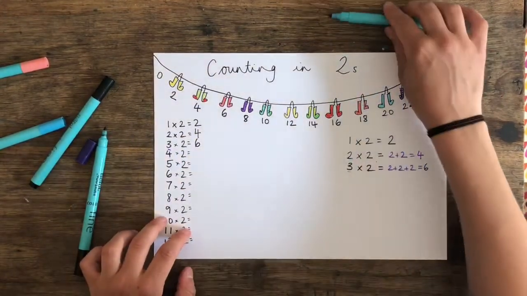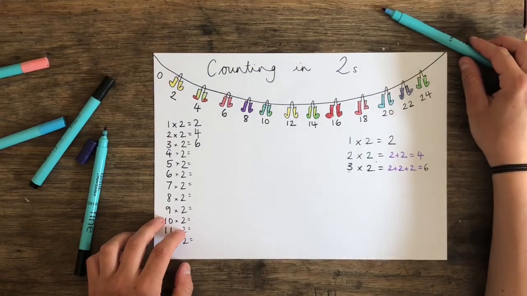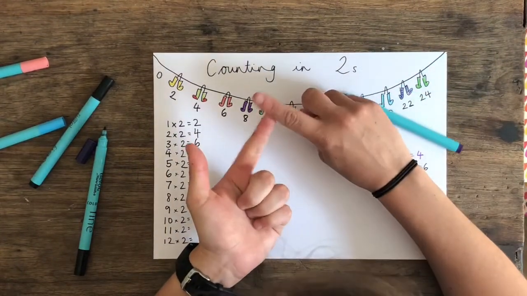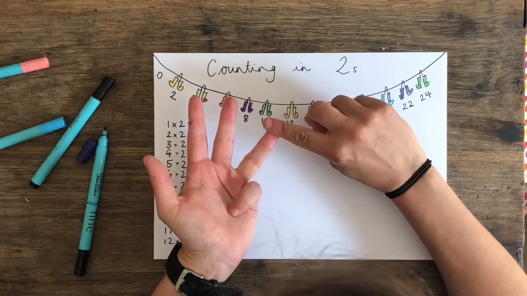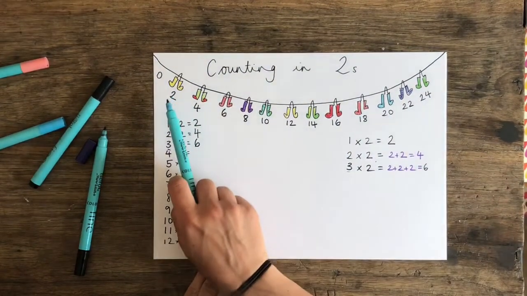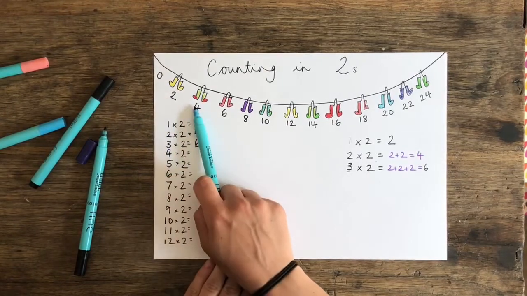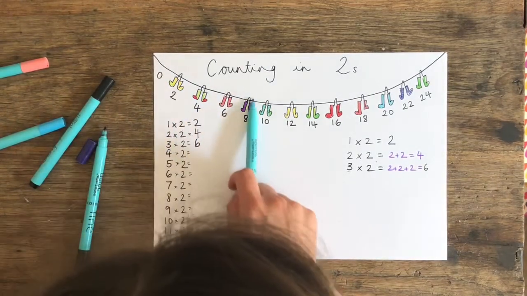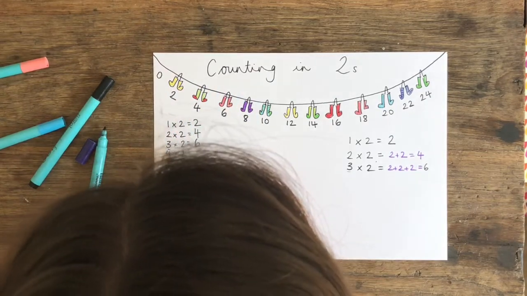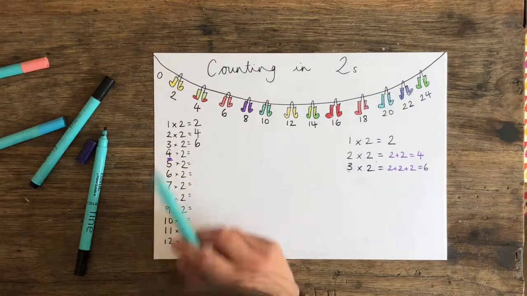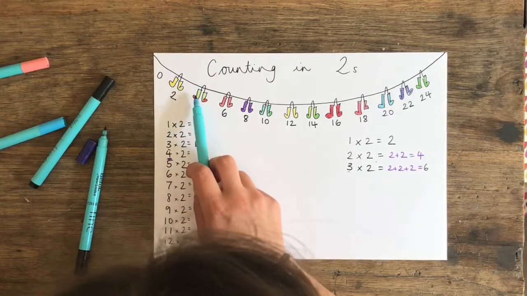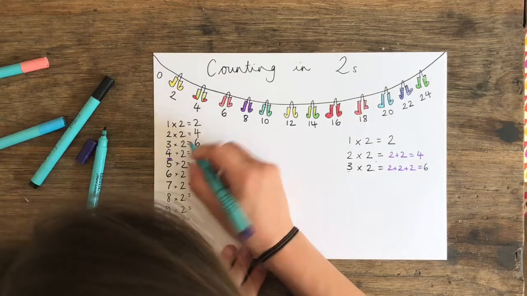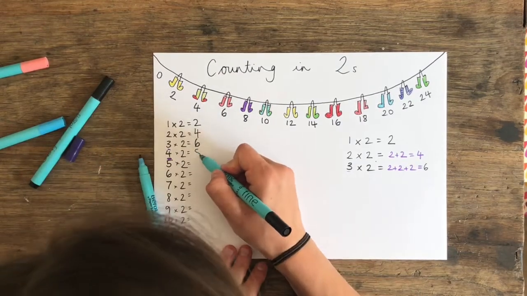4 times 2. What's 4 times 2? I could use my fingers. 2, 4, 6, 8. I could count the pairs of socks. 2, 4, 6, 8, because I've got 4 lots of my socks now. It's telling me I've got 4 here. Or I could just count on. 0, 1, 2, 3, 4, 5, 6, 7, 8. So 4 times 2 is 8.